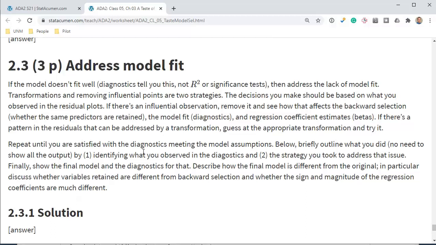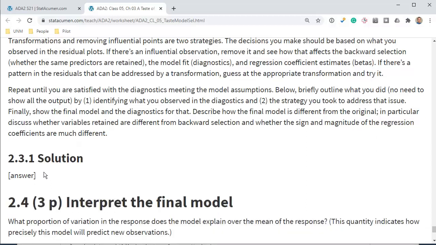Repeat until you are satisfied with the diagnostics meeting the model assumptions, and below, briefly outline what you did, no need to show all the output, by identifying what you observed in the diagnostics and the strategy you took to address that issue. Finally, show the final model and diagnostics for that. Describe how the final model is different from the original. In particular, discuss whether the variables retained are different from backward selection, and whether the sign and magnitude of those regression coefficients, the estimates, are different.